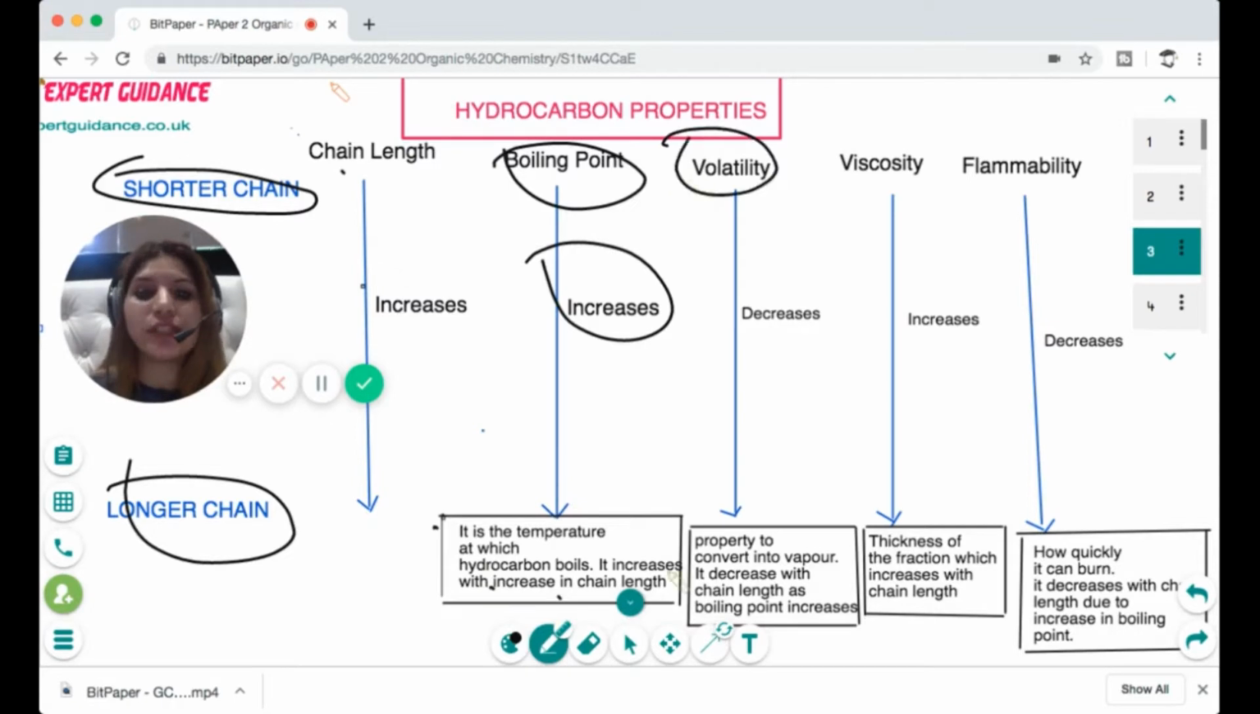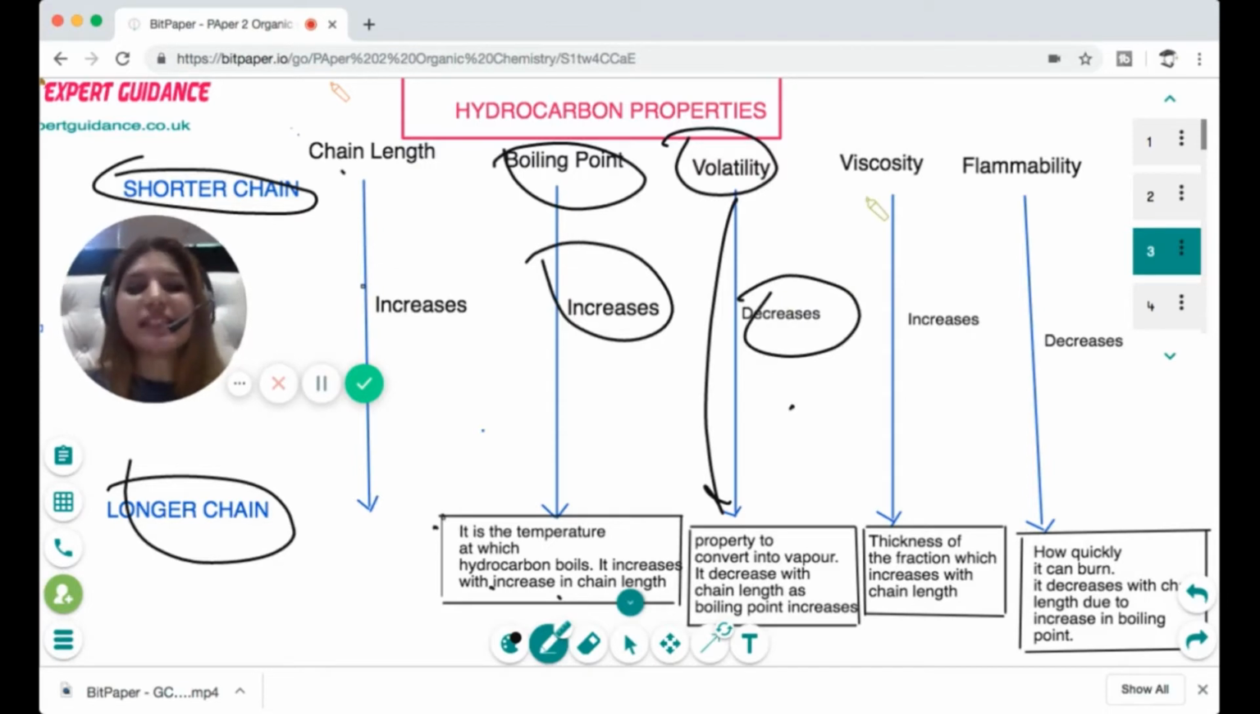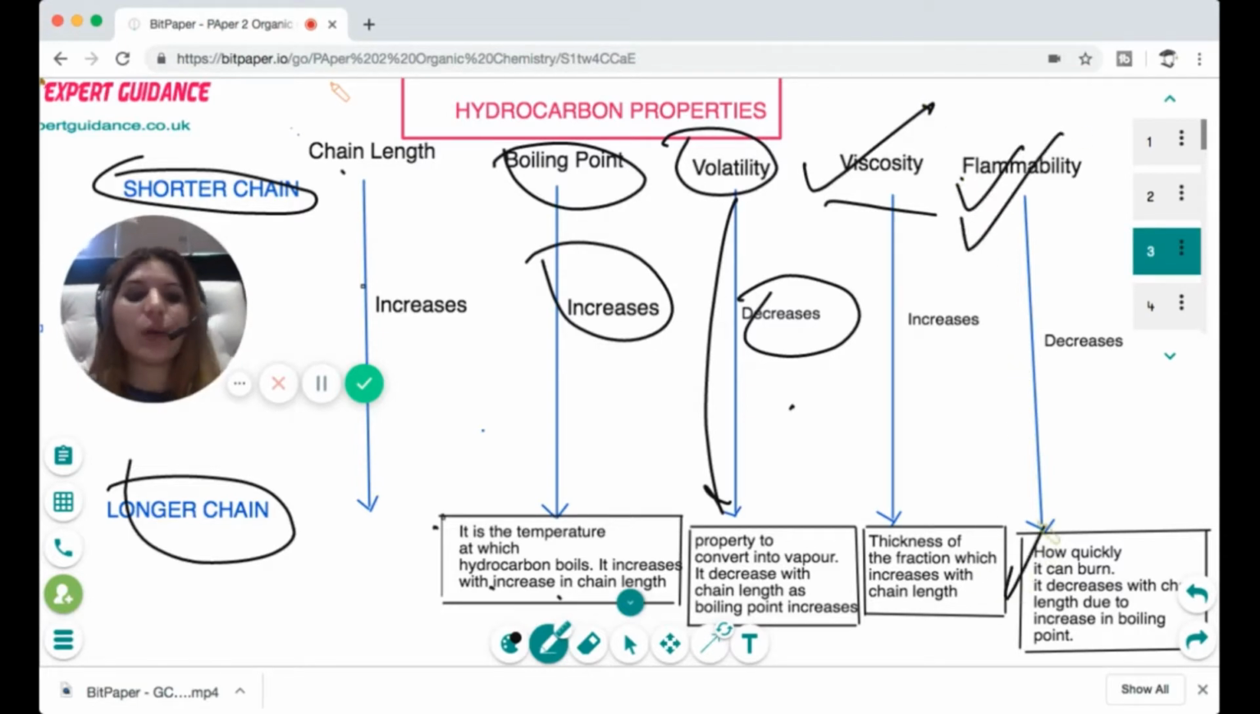Next is volatility. Volatility is a property describing how quickly a substance can convert into a vapor. And naturally, the lower the boiling point, the more volatile the substance would be. So with increase in chain length, the volatility decreases. Next is viscosity. Viscosity is the thickness of the fraction, and naturally the greater the chain, the greater the thickness, so the viscosity increases as the chain length increases. And the last property is flammability, or the property of ignition, which is how quickly something burns, and it decreases with increase in chain length, because the longer the chain length, the more difficult it is to burn that molecule or hydrocarbon.